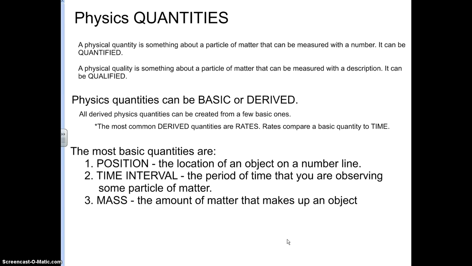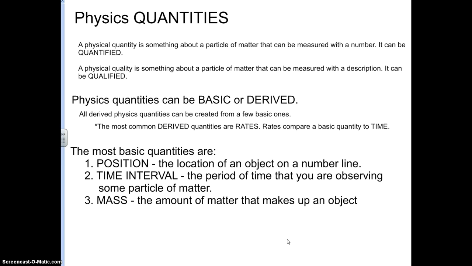A lot of derived quantities are rates, that are things that are compared to time. So if we compare distance to time, or force to time, or momentum to time, if we take something and compare it to how much time it takes to do it, that's considered a rate. And a lot of times rates are pretty important to us in physics.